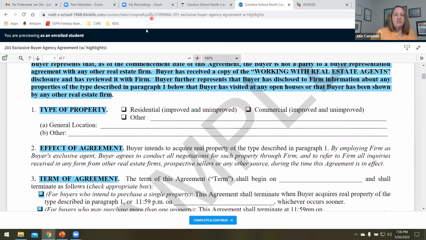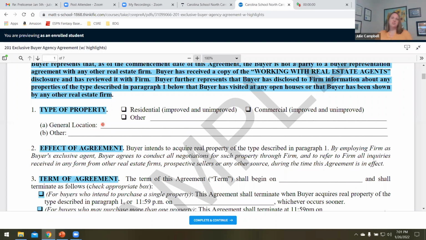And first in the agency agreement, we have type of property. This is something we did not see in the listing agreement. The buyer and the firm, the agent, need to identify what kind of property we're looking at. We're looking at residential, commercial, or other. Is it a mixture of the two? And the general location. You're not locked into an area, but it's a general location.